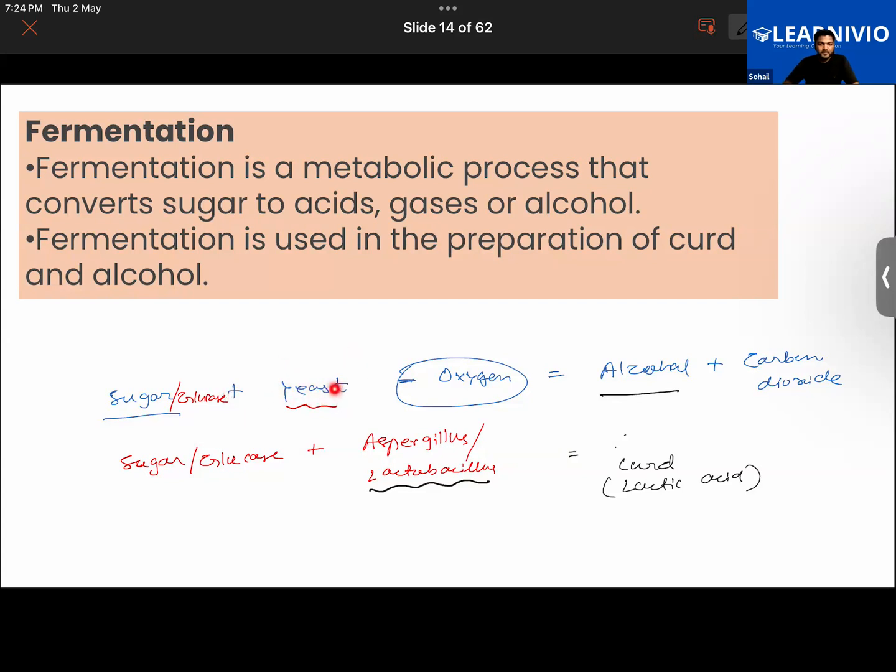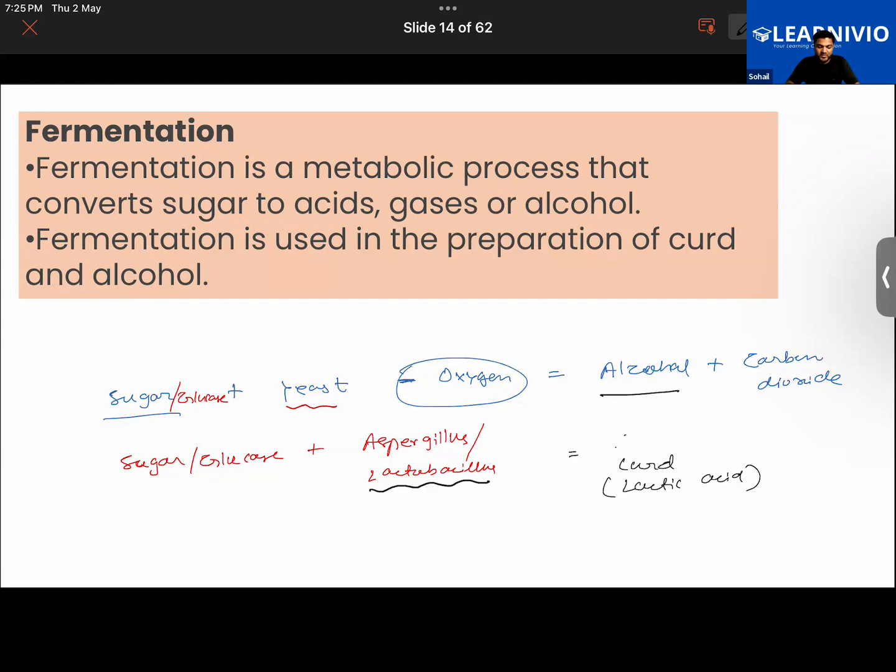So in order to obtain alcohol, what would you be using? Yeast, or aspergillus, or lactobacillus. Yeast you will be using. To obtain an acid, you would either be using aspergillus or lactobacillus. In particular, if you want to obtain curd, you would be using lactobacillus.